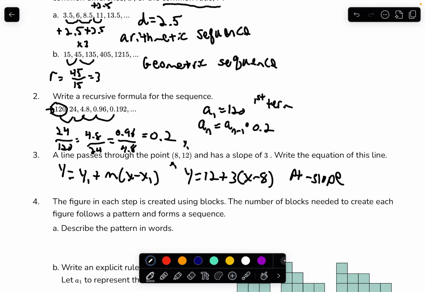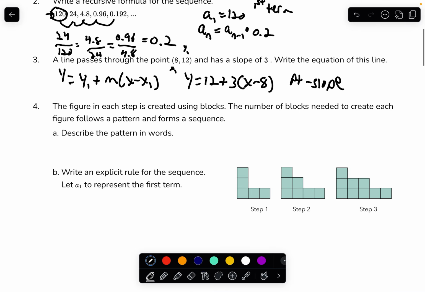Point-slope is the working equation. It's the one that we always use, because usually we're given either 2 points and we have to find the slope by changing y over changing x and then using one of the points, or we're given a point and a slope, in which case it's set up for point-slope form.